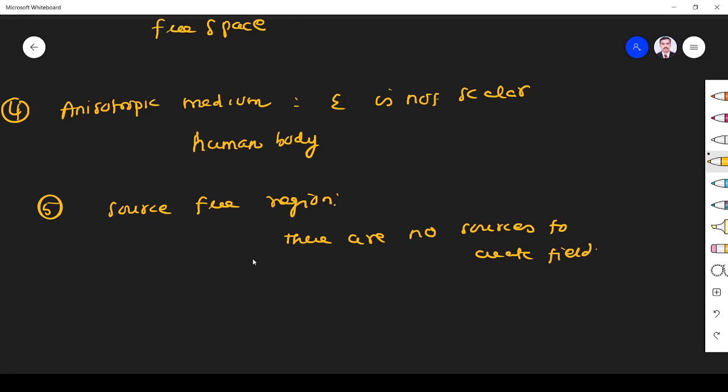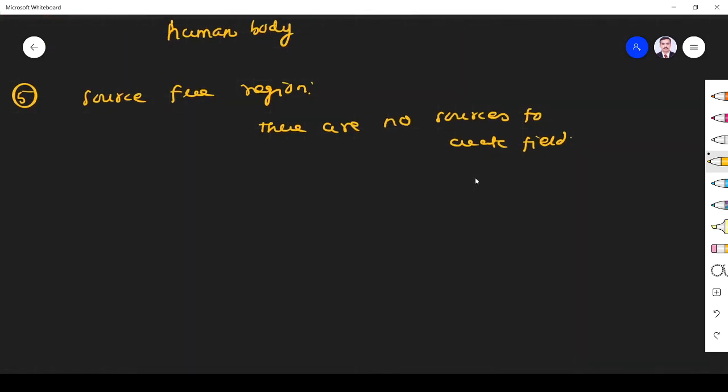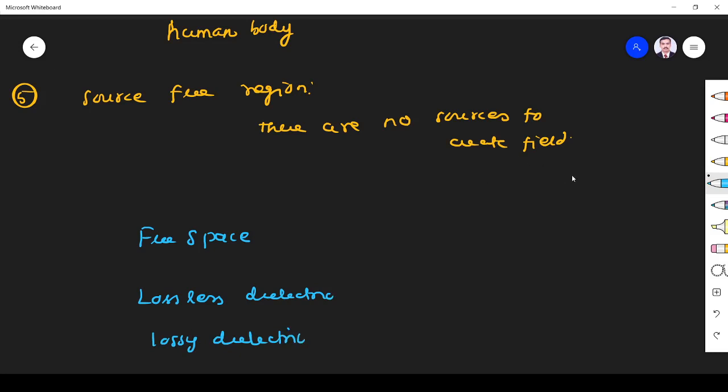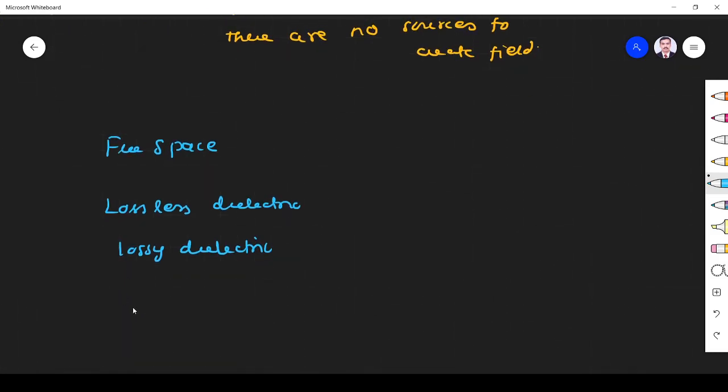And some other things we have to remember when we study wave propagation. We are going to study wave propagation in free space, and lossless dielectric, lossy dielectric, and conductors, right? So these are all the media we are going to bother with mainly. So we must know the characteristics of these media, important, right?